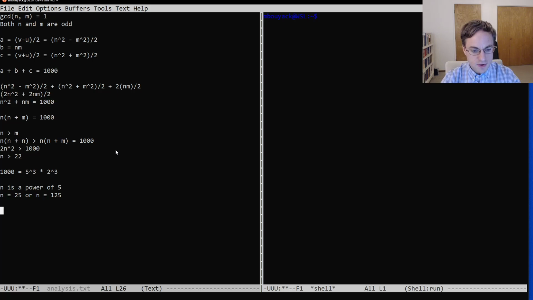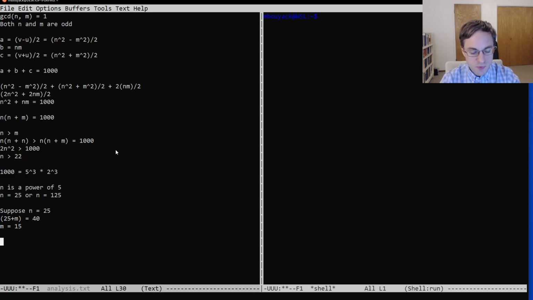So suppose n equals 25, then we have n plus m is equal to 40. Note that I just took this equation here, set, excuse me here, it should be 25 plus m is equal to 40. So that was just, I just substituted 25 for n, and then divided both sides by 25. And that gives us m is equal to 15.